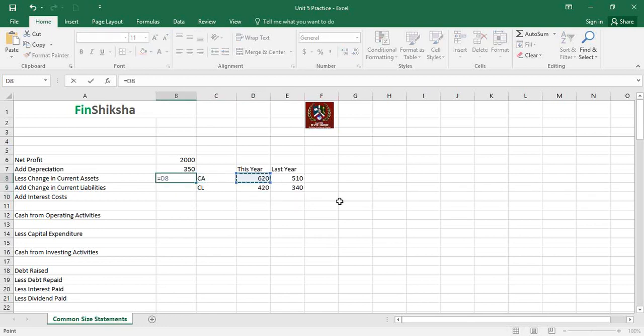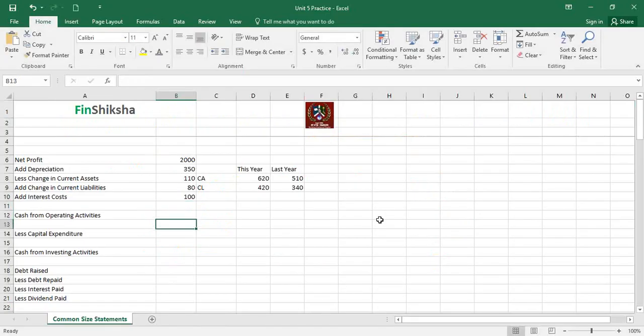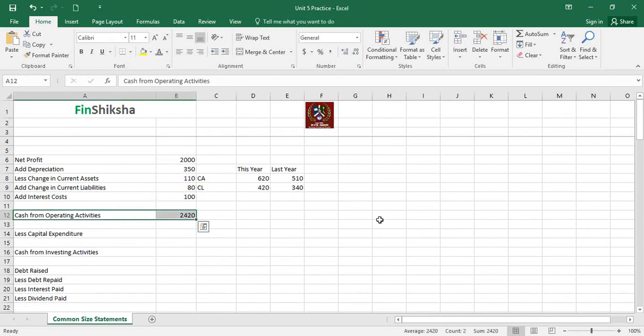So 420 this year, 340 last year. Can I find the change? Change is 110. Remember, this will get subtracted eventually in our formula, so we will make that change in the formula. We don't need to put a negative here. And this is positive. This will get added. And what is the interest cost? The interest cost is 100 crore. So 100 gets added. Let's do the formula here: 2000 plus depreciation minus change in current assets plus change in current liabilities plus interest cost. Correct? And that gives me my number, cash from operating activities.